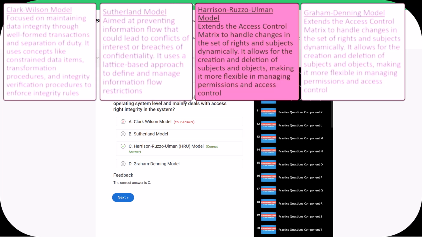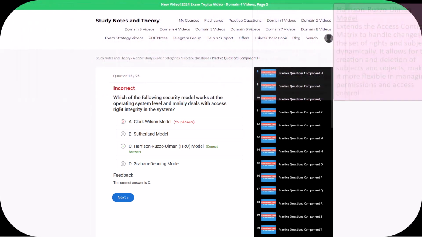Which of the following security models works at the operating system level and mainly deals with access right integrity in the system? Harrison-Ruzzo-Ullman model. It doesn't look like I provide explanations for the other ones, but probably because the question itself is the definition of that choice. So the explanation is the question. The question is the explanation.